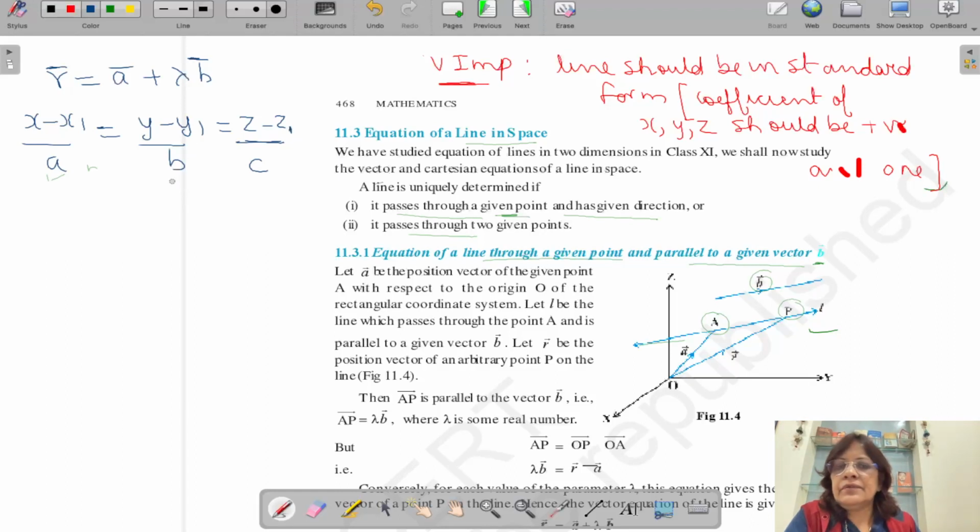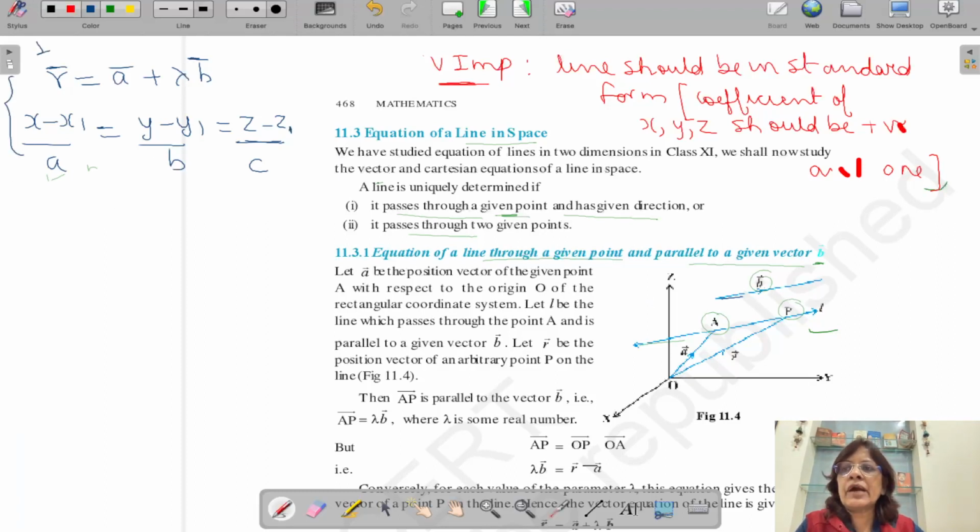Because this line is parallel to vector b, what are the direction ratios of vector b? The direction ratios of vector b are a, b, and c. And if two lines are parallel, their direction ratios are the same. So remember, this is the equation of the line passing through the fixed point (x1, y1, z1) with direction ratios a, b, and c. This is an important thing.